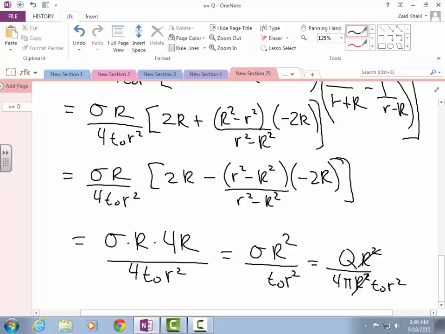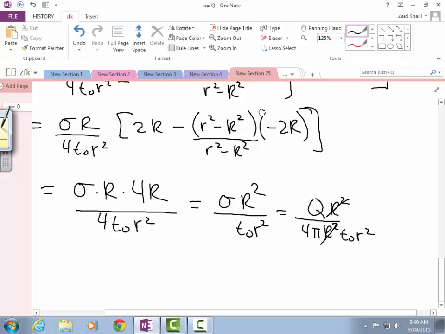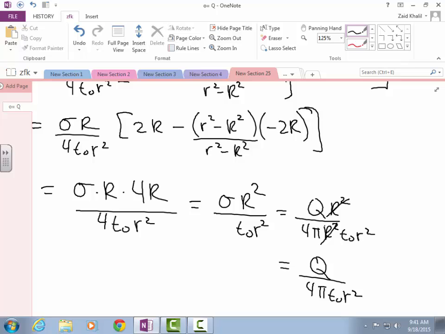Because what did we just show? We just showed that anywhere outside the sphere, it looks like a point charge centered at the center of the sphere. So what else do we have to investigate? Inside the sphere.